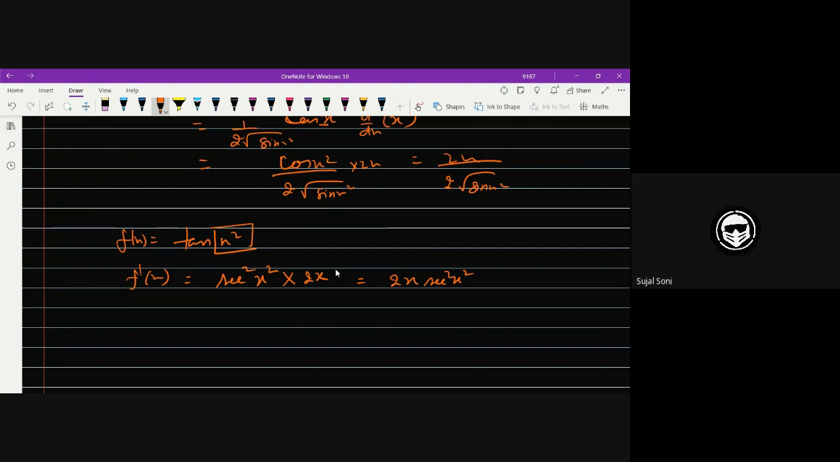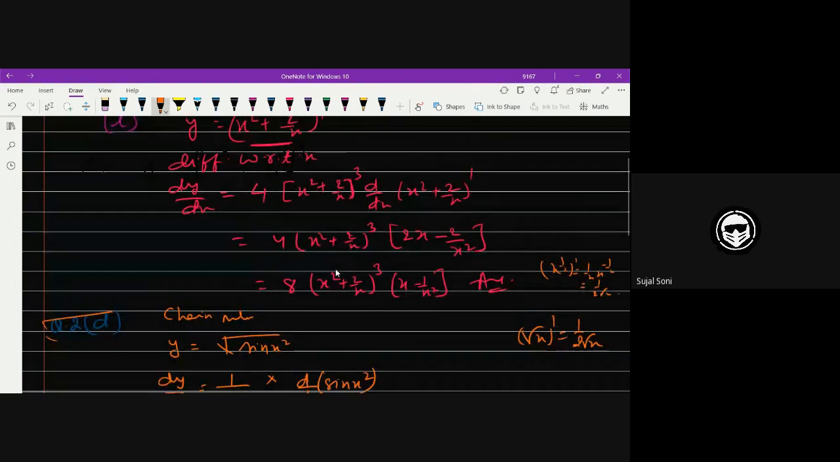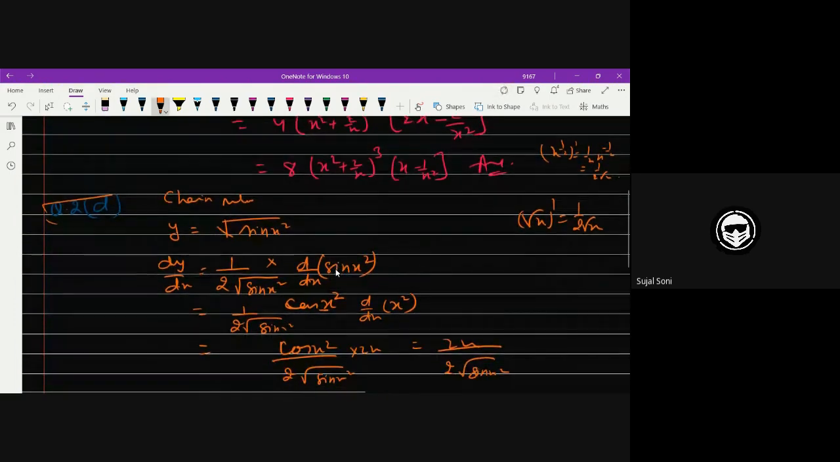Okay, sir. But I did not understand question 2D. How is it 1 over 2, the chain rule, y equals root over sine x square, is it? Yes.